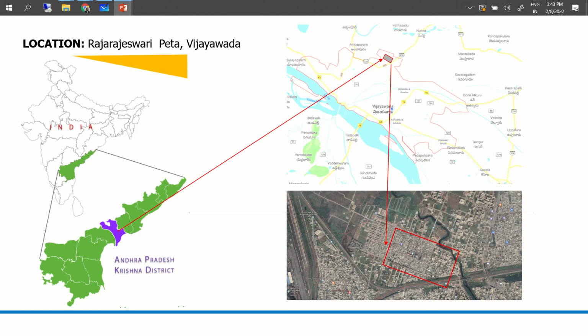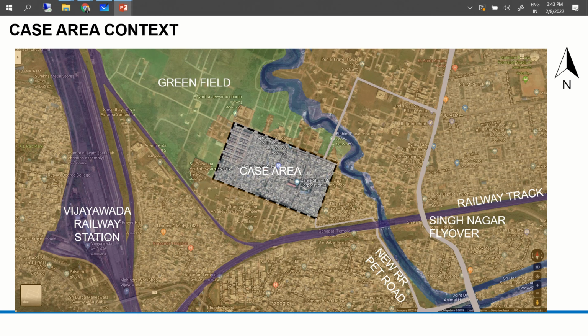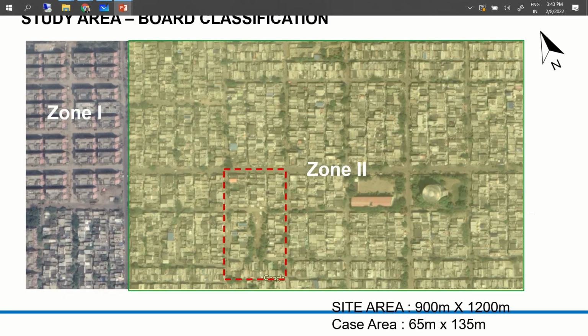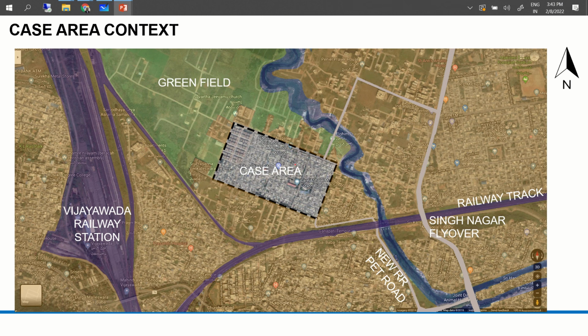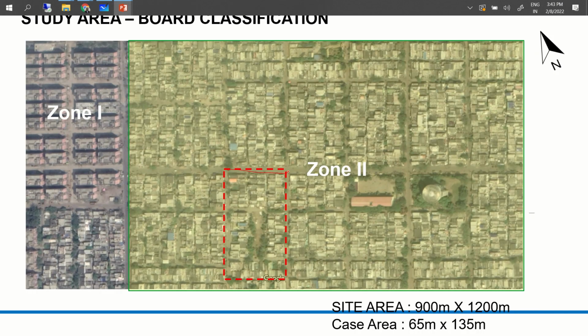I'm just not going to highlight it. So this is the entire city, and I'll do it later. Yeah, this is the case area. This is a slightly blown up portion. Okay, this is the entire study area. In that, we studied only this zone. Okay, and this zone and this one.